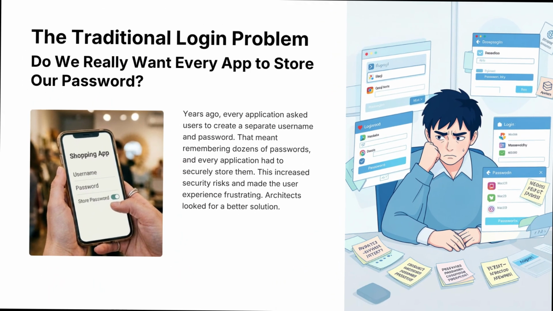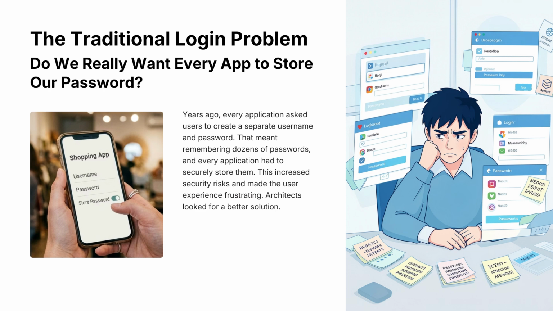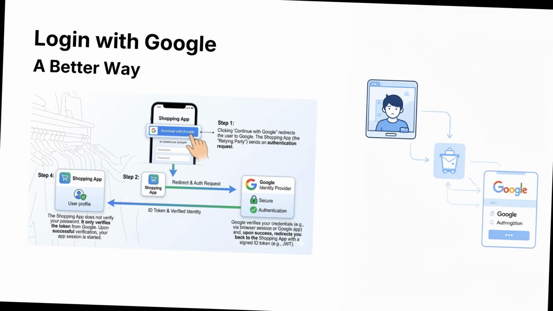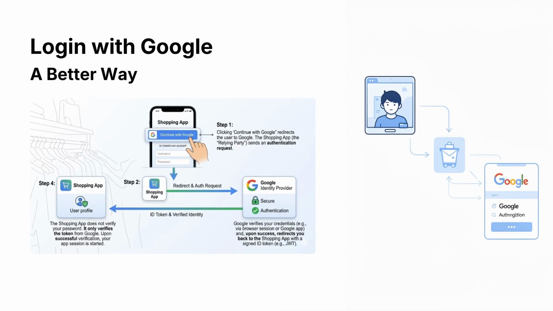Years ago, every application asked users to create a separate username and password. That meant remembering dozens of passwords, and every application had to securely store them. This increased security risks and made the user experience frustrating. Architects looked for a better solution. Instead of creating another password, users simply click Continue with Google. The shopping application doesn't verify your password itself. Instead, it redirects you to Google. Google authenticates you, and if successful, tells the shopping application that your identity has been verified.